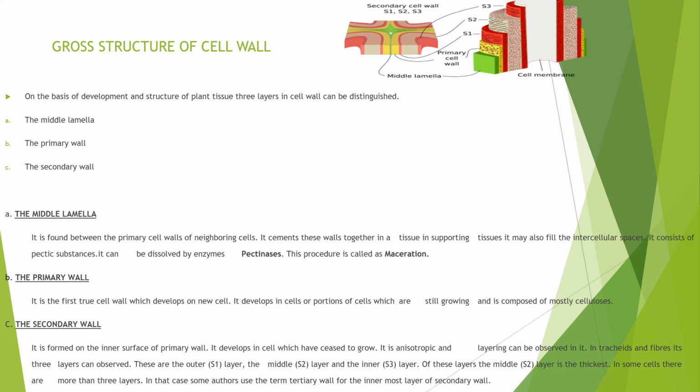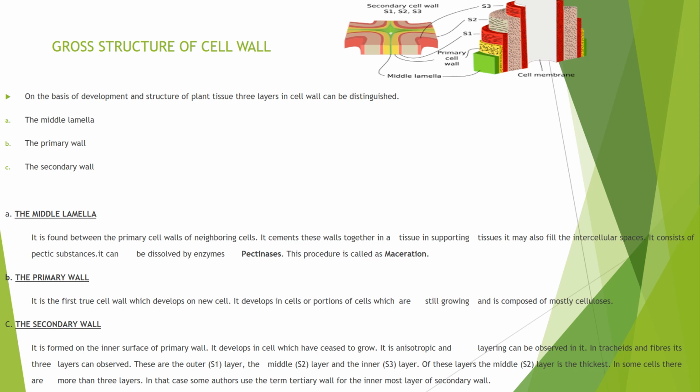On the basis of development and structure of plant tissue, three layers in the cell wall can be distinguished: the middle lamella, the primary wall, and the secondary wall. The middle lamella is found between the primary cell walls of the neighboring cells. It cements these walls together, in supporting tissue which have thick walls. It may also fill the intercellular spaces. It consists of pectic substances.